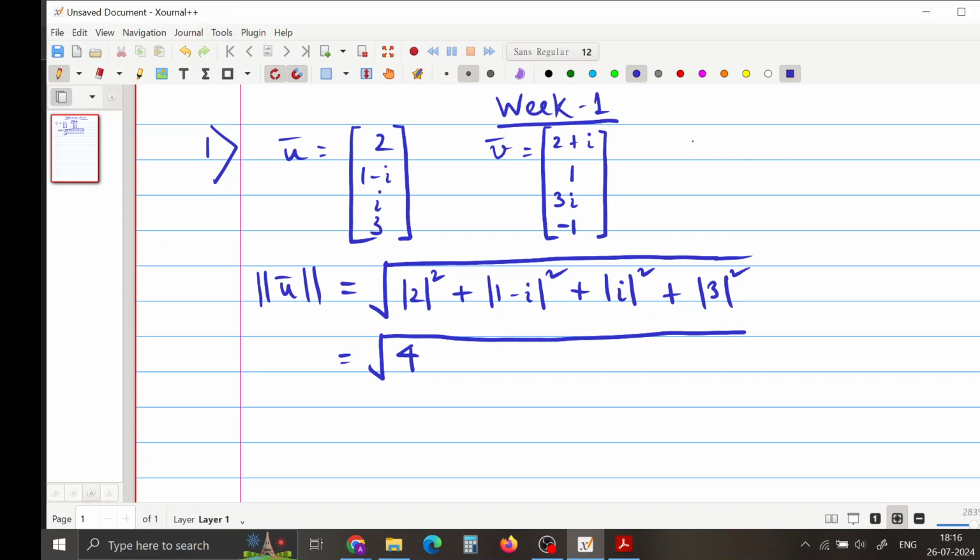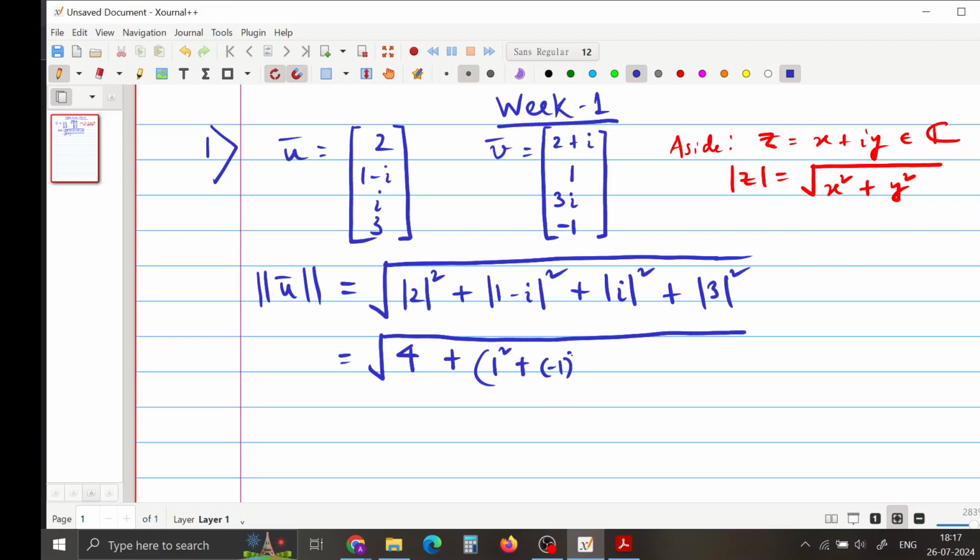So in general, as an aside, if you have a complex number z denoted by x plus iy, belonging to the set of complex numbers denoted by bold C, the magnitude of z is given by the square root of the real part squared, which is x squared, plus the square of the imaginary part, y squared. I think most of you would be familiar with this. So we take the magnitude square of the second term, 1 minus i: real part square plus imaginary part square, which is 2. And for the third term, its magnitude is simply 1 squared.